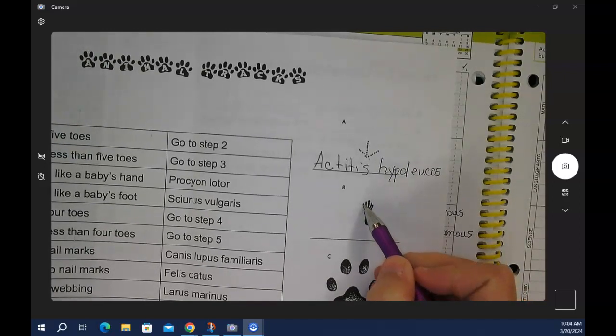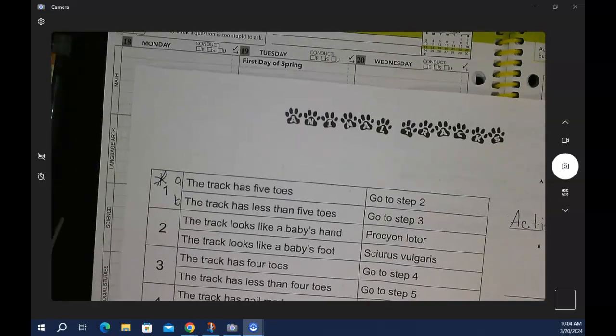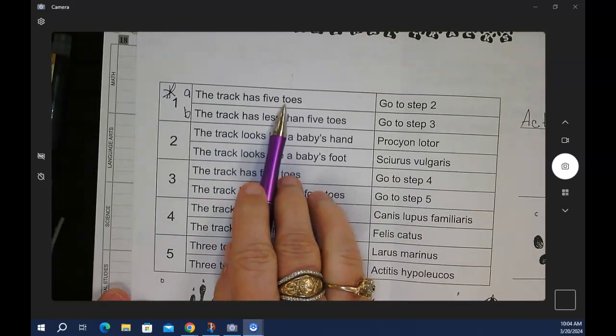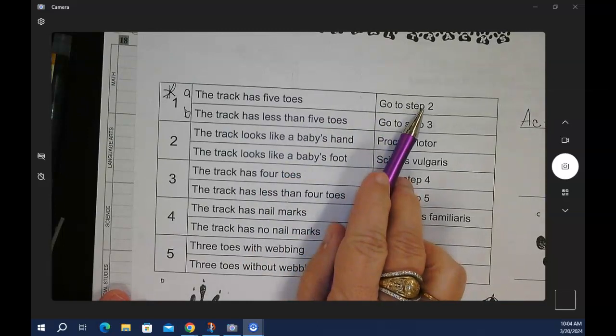So I'm going to go ahead and count here. 1, 2, 3, 4, 5. And so now I'm going to, again, start with question 1. The track has 5 toes. This time that's a yes. So I'm going to go to step 2.